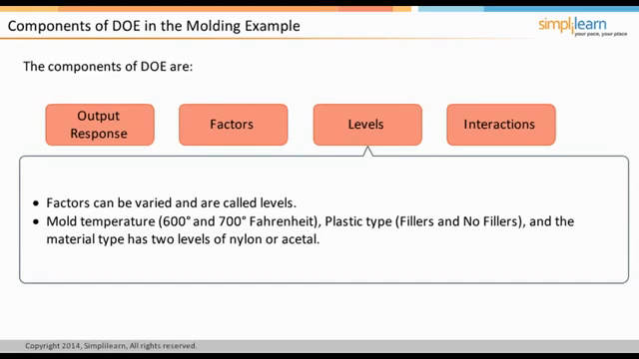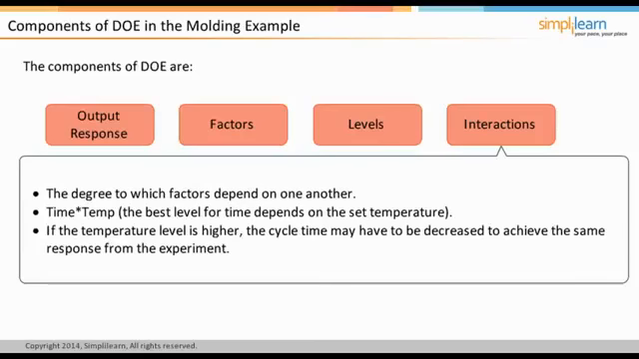The molding temperature can be set at 600 degrees Fahrenheit or 700 degrees Fahrenheit. Plastic type can be fillers and no fillers, and the material type has two levels of nylon or acetal. Interactions refer to the degree to which factors depend on one another. Some experiments evaluate the effect of interactions.